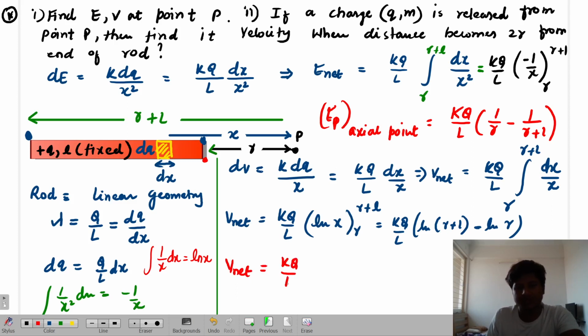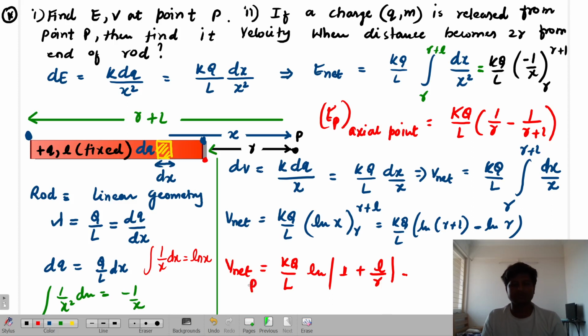kq by L ln modulus of (r plus L) divided by r. So that can be written as 1 plus L by r. Yes, that's your potential at point P, or we call it the axial point. Are you able to get me or not?